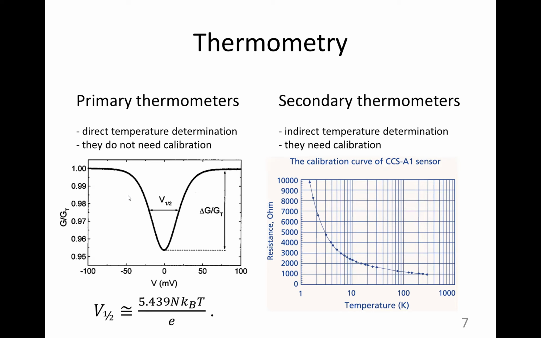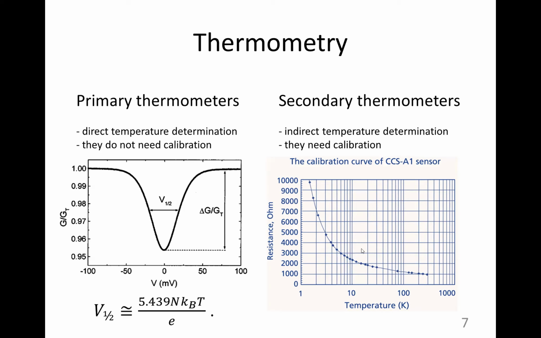So for example, I draw here the transport measurement in a Coulomb blockade regime, and so the conductance in this case has this dip, and the width of this dip, which is important, is directly related to the temperature. So if you measure the width of this transport measurement property, you immediately have the temperature, given that you know the physical constant. But this is often not the case, and most of the thermometers that are actually used, for example, in the cryostats, need calibration.